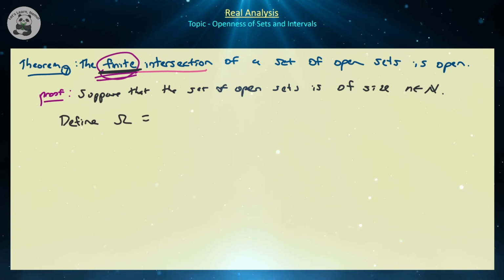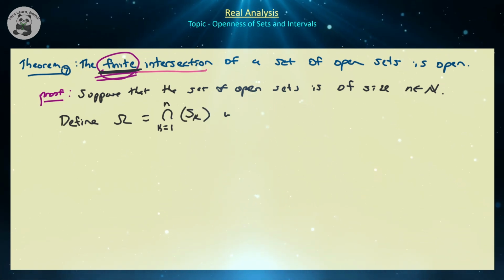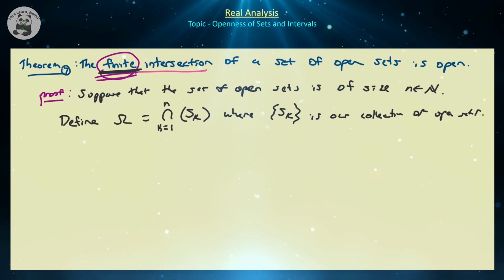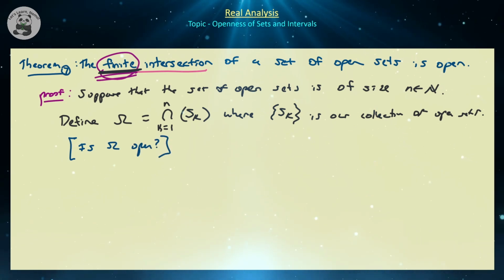So this is going to be equal to the intersection of all of our sets. So let's index it with respect to a subset of the naturals, from k equal to 1 to n, of Sk. And here our Sk is the same exact Sk as before. This is our finite collection of open sets, right? So our question to answer is: is omega open?